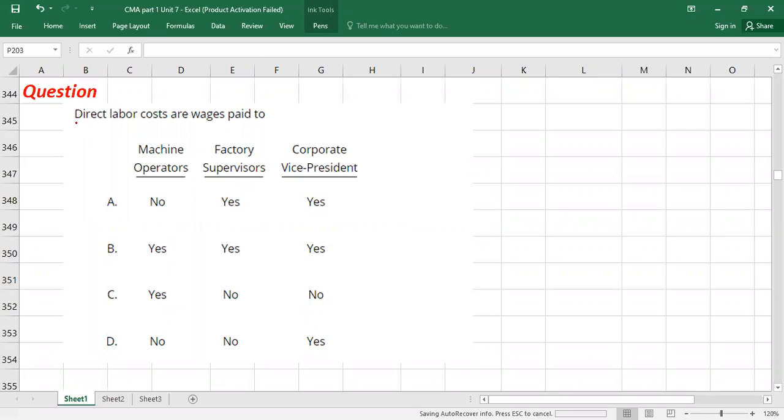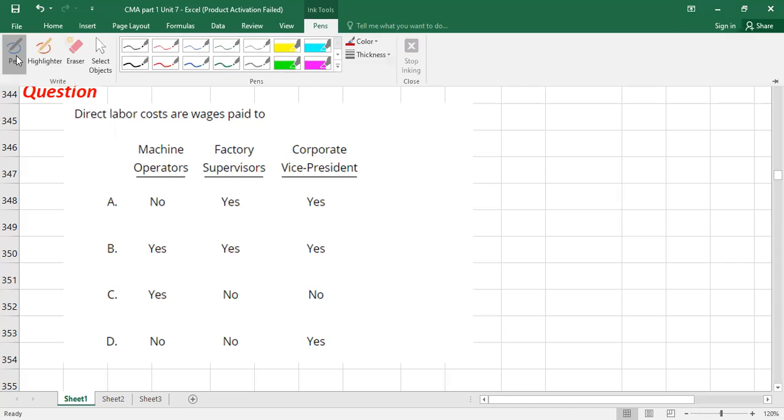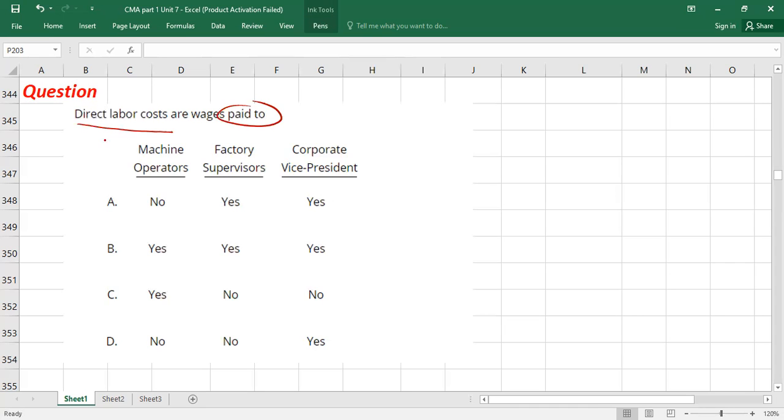So here they're telling you direct labor costs are wages paid to. Wages. What is the question, guys? About labor cost, which is direct labor cost. They're saying actually here we have three things. They're asking you which will be part of direct labor cost. Okay, obviously those wages which are paid to what?